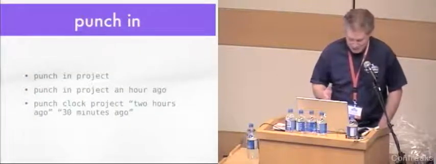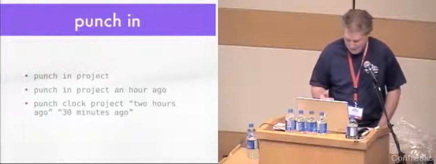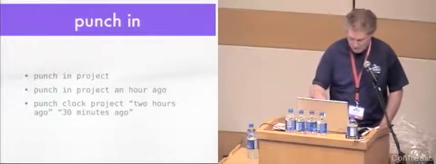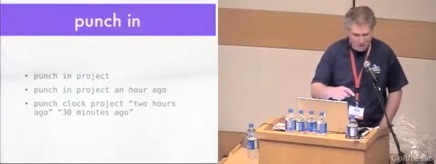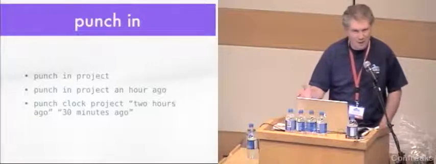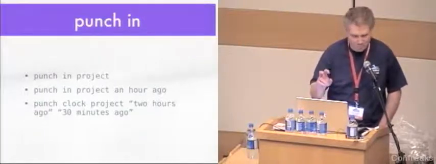This is the syntax. Punch in and your project name. You can punch in an hour ago. It uses the chronic gem. You can punch clock something you did before. So the first argument is when you started, and the second argument is when you finished. So that would basically punch in an hour and a half on the project name project.